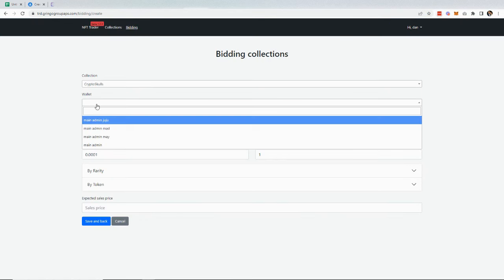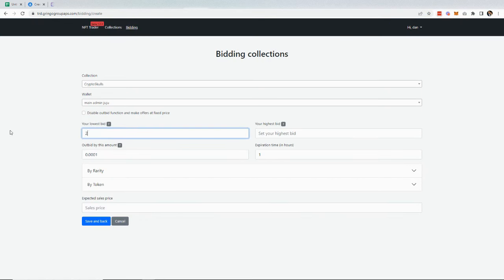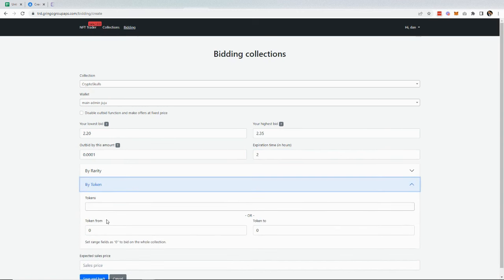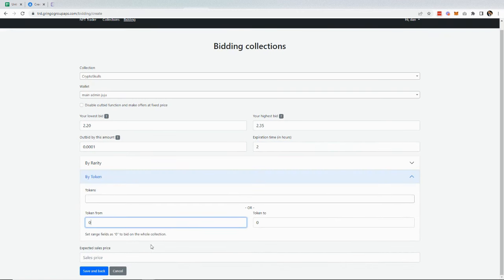So how would that look inside of our tool? You go in here, you put in your wallet, and then you put 2.2 and 2.35 as your highest. We'll just outbid by that amount. That's fine. And for the expiration time, we'll just put like 2 hours and see how that goes. And then we're going to bid on all the tokens. Our expected sales price is 2.9, because that's what it is. And then if you wanted to launch that, you just click save and back, and it's going to start bidding.